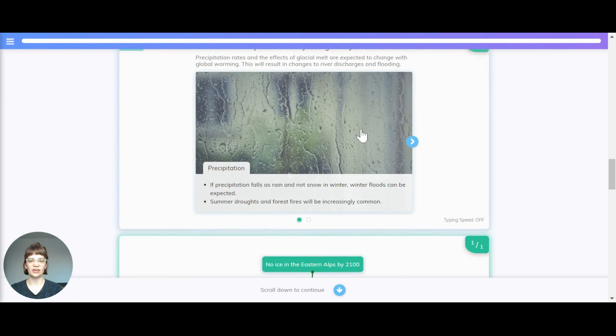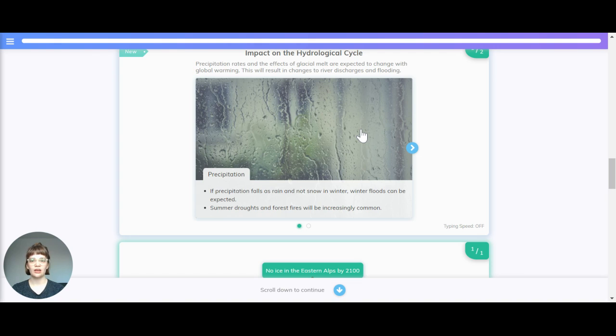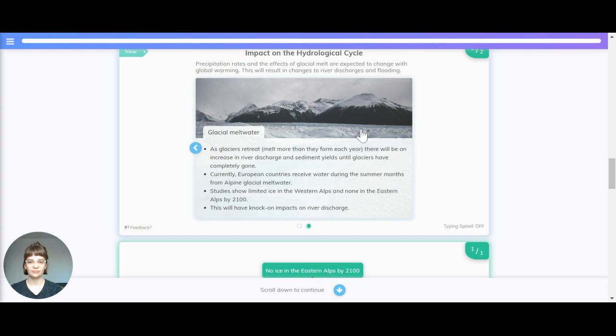Now let's take a look at the impact on the hydrological cycle. Precipitation rates and the effects of glacial melt are expected to change with global warming. This will result in changes to river discharges and flooding. Precipitation. If precipitation falls as rain and not snow in winter, winter floods can be expected. Summer droughts and forest fires will be increasingly common.